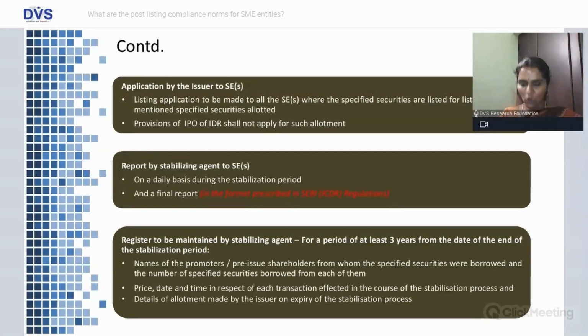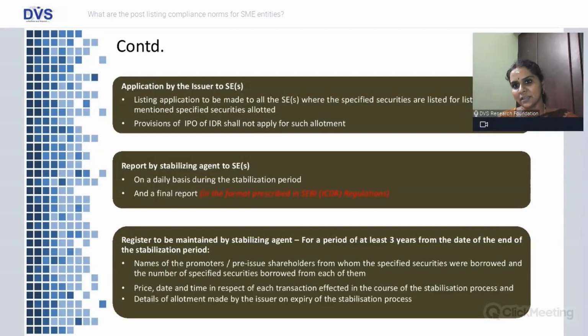Then allotment has happened, your stabilization period is over, whatever was borrowed from your stakeholders you have returned to them, and the money is credited to the account, and in lieu of that, the specified securities are allotted, and whatever miscellaneous balance you have, after you have closed the special account, you have transferred to your IEPF. Now the listing process starts. You make a specific application to the stock exchange for listing those specified securities, and in this particular scenario, the provisions for the IPO of Indian Depository Receipts, that is your Chapter 7, will not apply for this particular allotment.